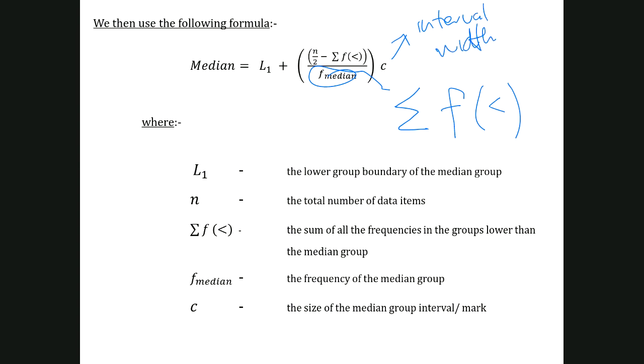Okay, so L1 plus, and then in brackets you have at the top in your numerator n over 2 minus the sum of the frequencies in the groups before the group you selected. And I say groups because there can be more than one group. And then it's over the frequency of the median group itself. And then on the outside, you have it multiplied by C, which is the size of your interval. So let's use this formula and identify what stands for what in it.